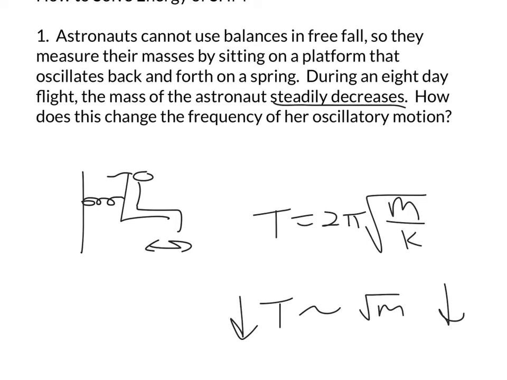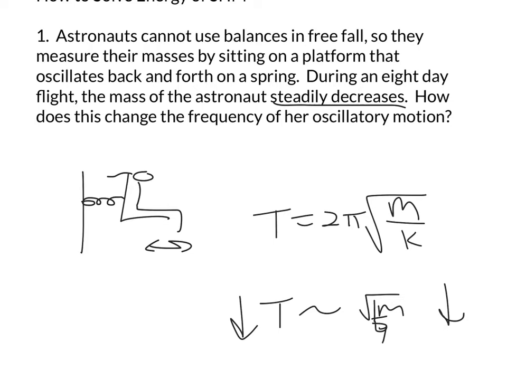So if she were to lose, I hope she doesn't lose half her mass. I'm picking that because it's, well, let's say she loses a fourth of her mass. That's not much. If she were to lose a fourth of her mass, the square root of a fourth is a half. So her oscillation would take half as much time.